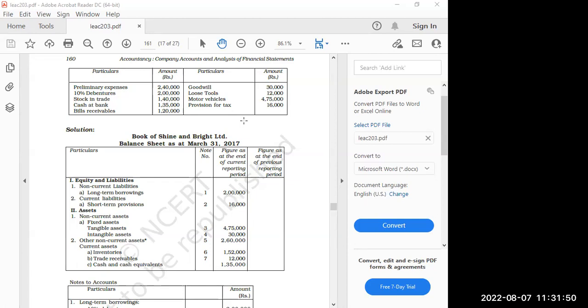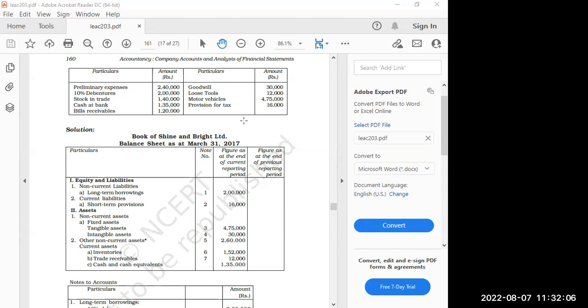Okay, tangible assets. Then intangible assets. What is an intangible fixed asset? Goodwill is intangible. So we take goodwill, that is 30,000 rupees. Goodwill. That's all about it.